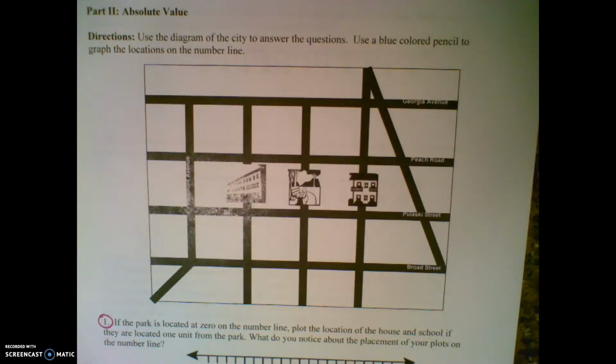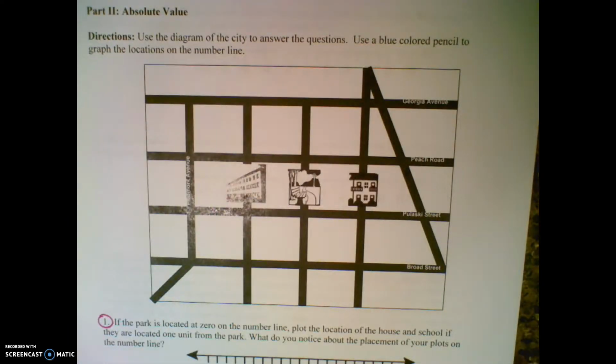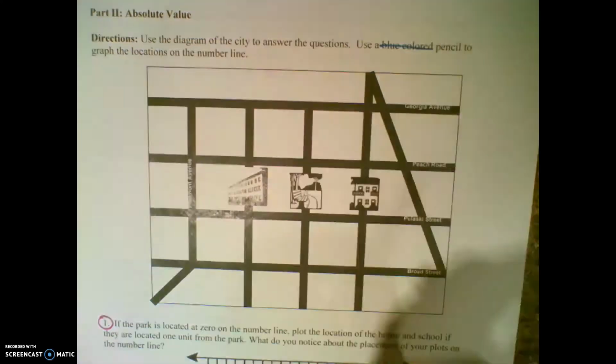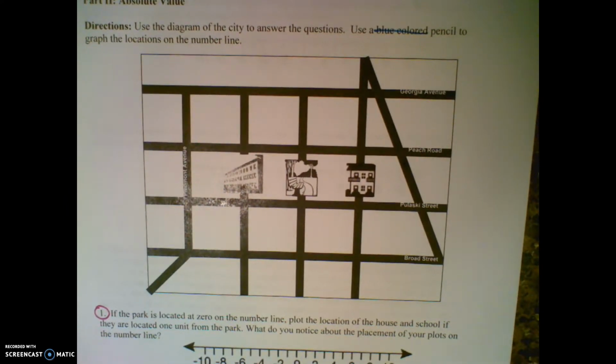Hi guys, so today I just wanted to spend a few minutes going over a couple of things about absolute value and making sure we understand exactly what's expected of you from this activity. So here we go. You've got this map here, okay? It's a diagram of the city, and you need to answer some questions. Again, ignore the fact that it's telling you a specific blue colored pen. Just use a pencil. That's fine. To graph the locations on the number line.